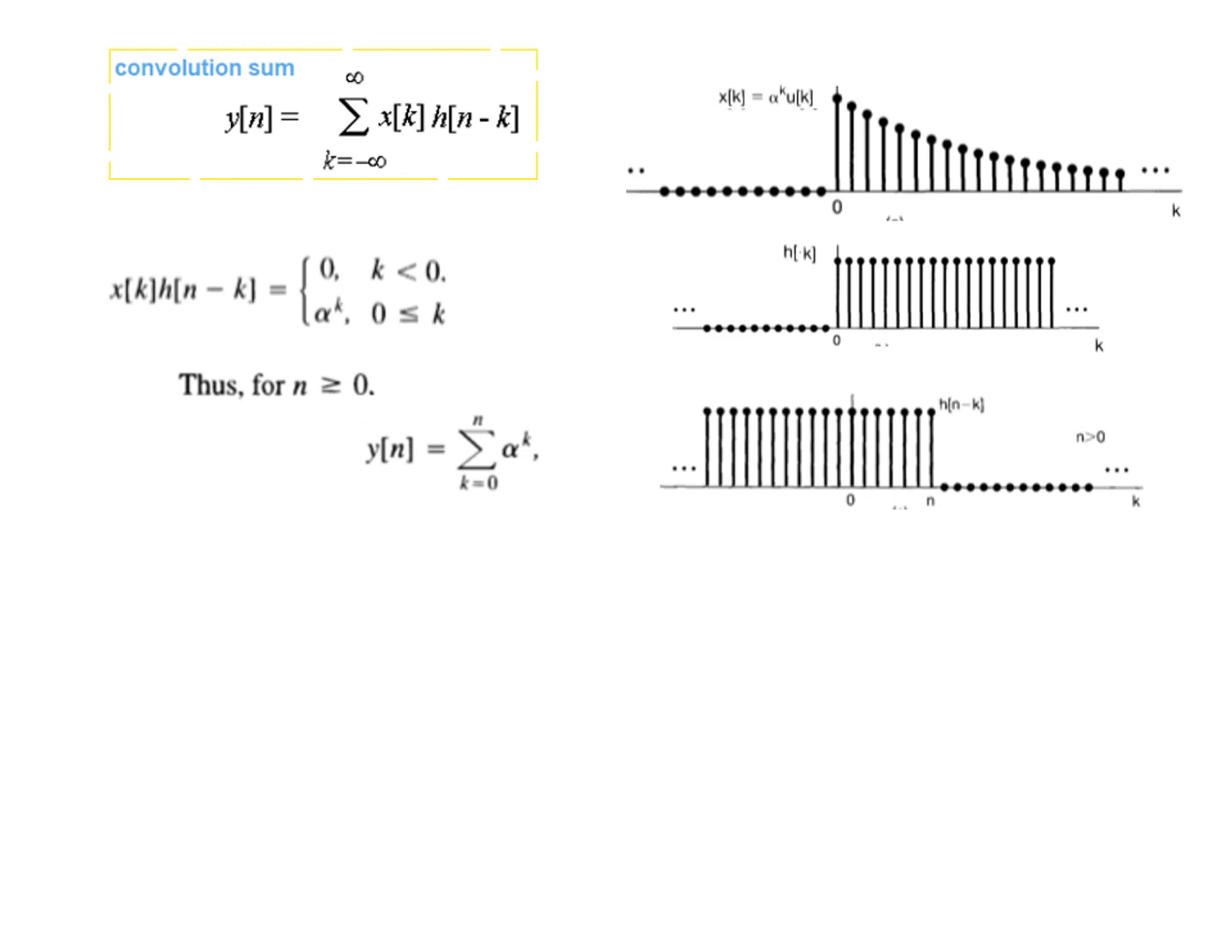And now the summation term. So in this equation now, this term we have found out to be a^k for k from 0 to n, on the positive hand side. So now the output can be written as the sum from k equals 0 to n of a raised to the power k.